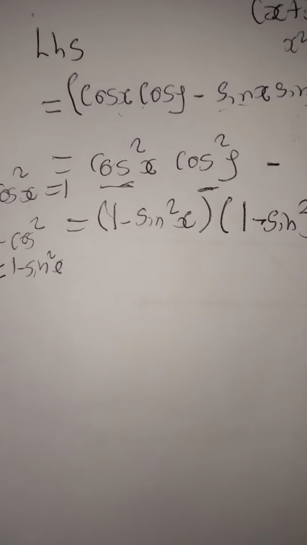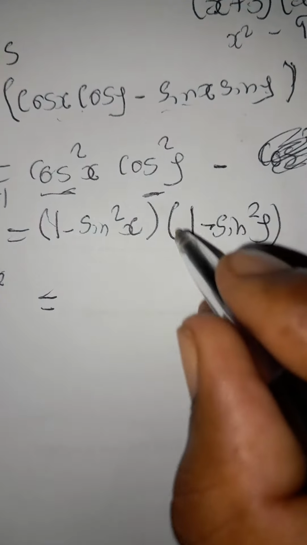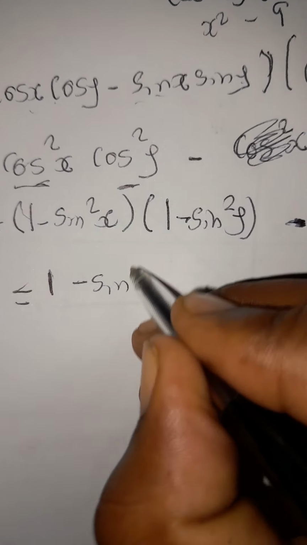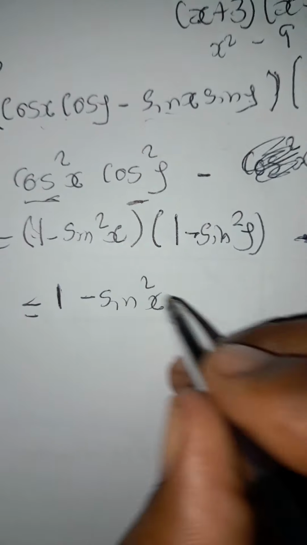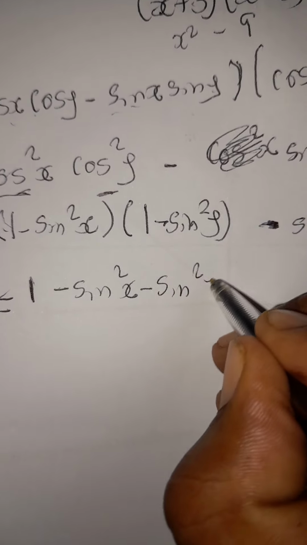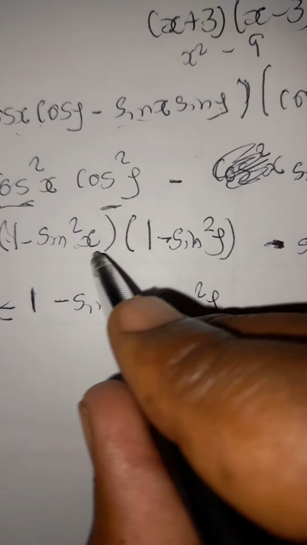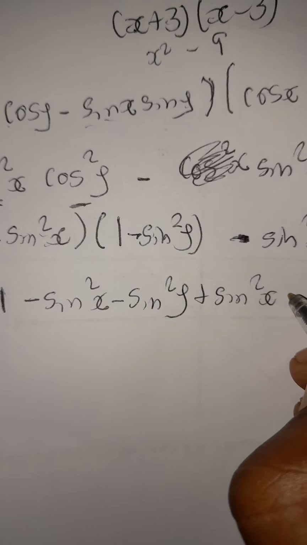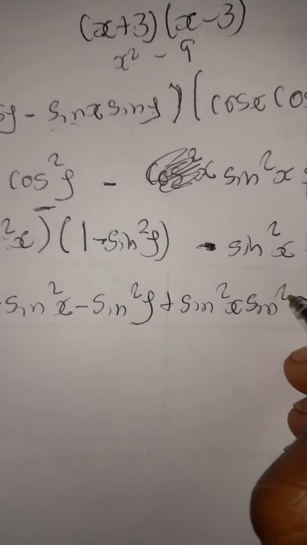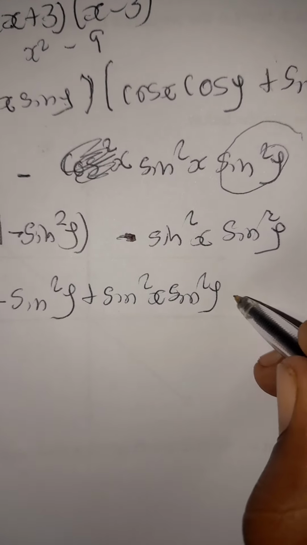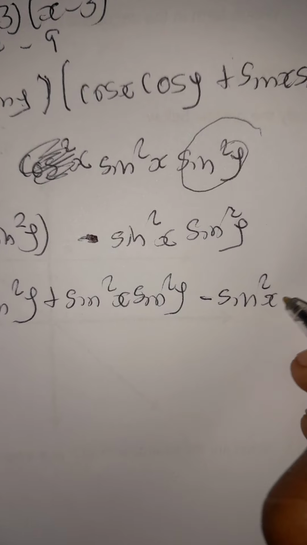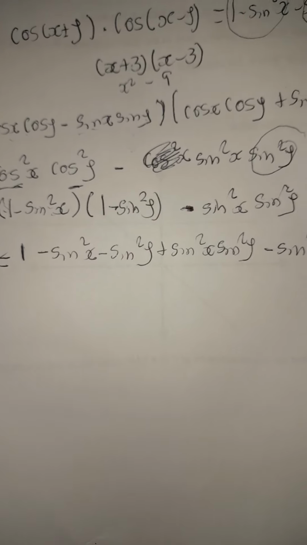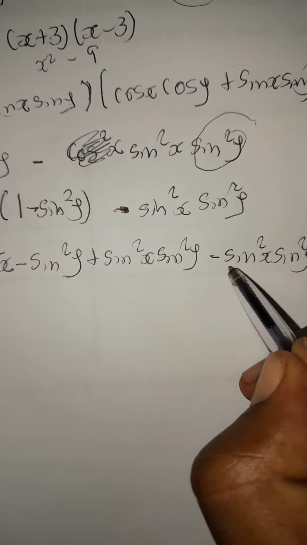In this manner, this is what we are going to do. Let's work out this using FOIL. 1 times 1 is going to be 1, and sin²x times 1 is going to be sin²x, and sin²y times this will be negative sin²y, and sin²x times this will be plus sin²x sin²y, minus sin²x and sin²y. We will then look at the like terms. Do we have like terms here? We do have sin²x sin²y.